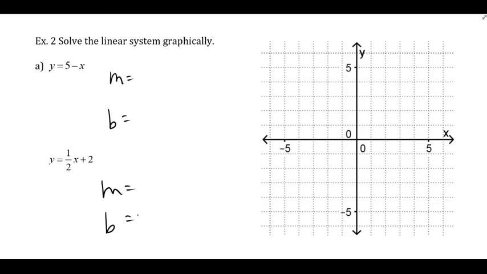We're doing 2 things today. We're practicing graphing with y equals mx plus b instead of a table of values. And when we graph both lines, we're going to look at where they cross.